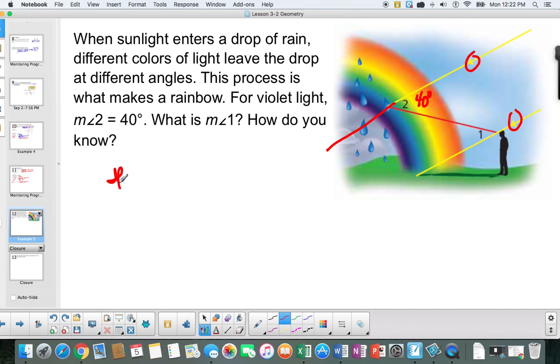We know that if two lines are parallel, then alternate interior angles are congruent. So if this angle is 40, then this angle is 40, so we can say the measure of angle 1 is equal to 40. And that is the end of the screencast.